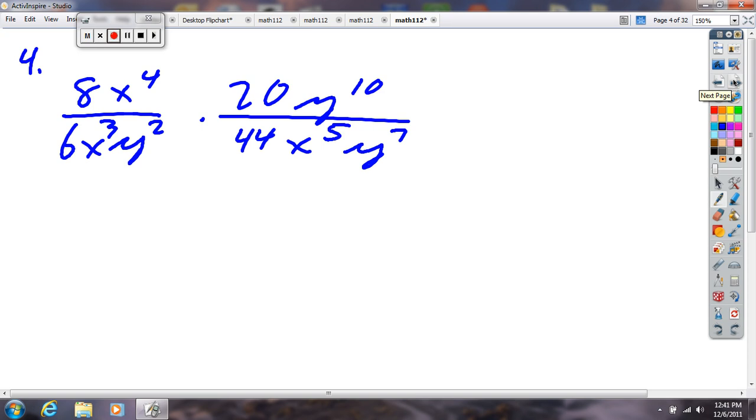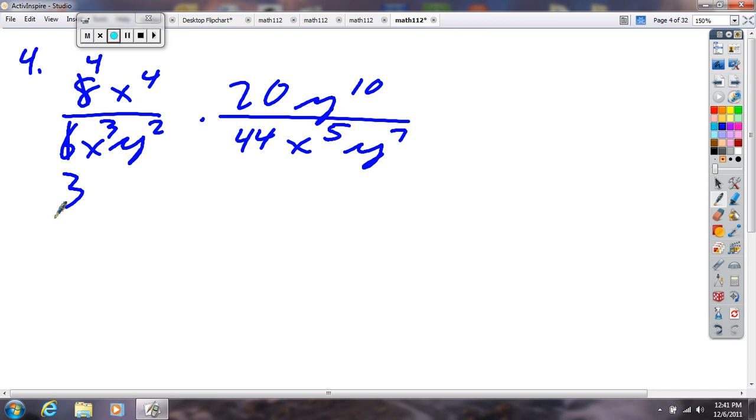Number 4, same type problem, but what can we cancel? Well, I have 8 up here on top, and you can do 8 and 6. Doesn't matter, they go across or up and down. 2 goes in 8 and in the 6. 2 goes in 8 4 times. 2 goes in the 6 3 times.